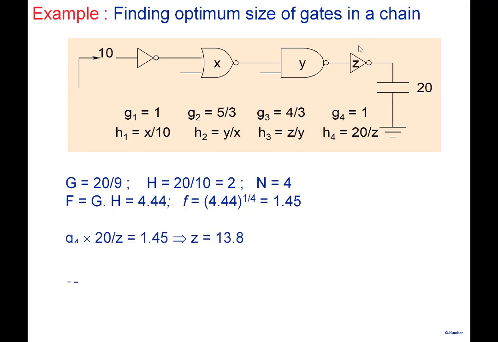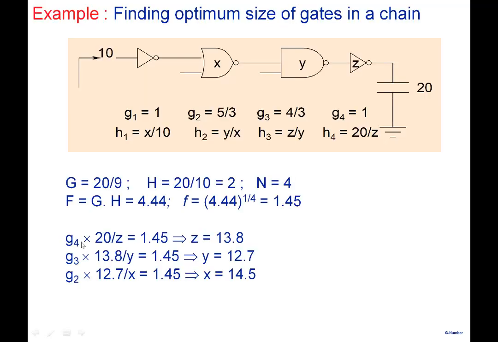And now what you do is you start with the last gate. So for the last gate, let's do that, G4. The last gate is G4, 20 by Z. G4 is the last fourth gate, 20 is the load capacitance, Z is the input capacitance, so 20 by Z is 1.45, this factor here. And G4 is 1, so we know Z here.